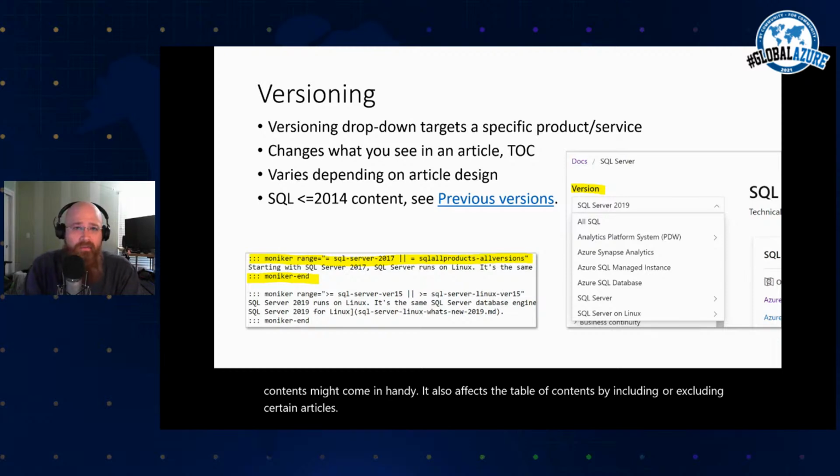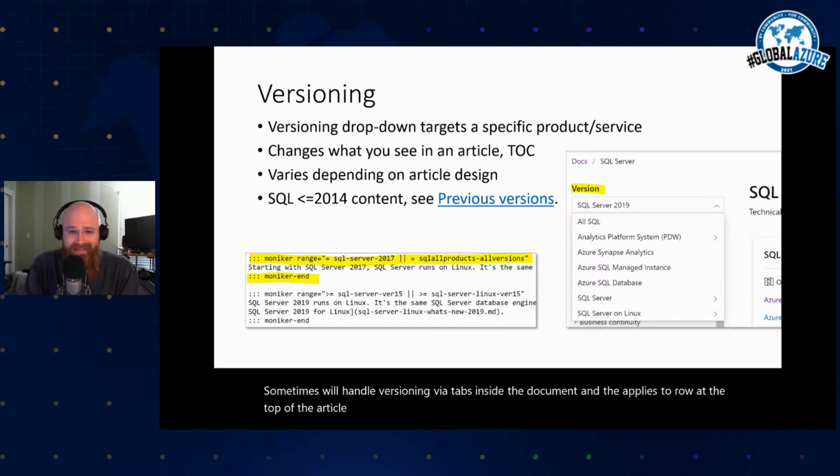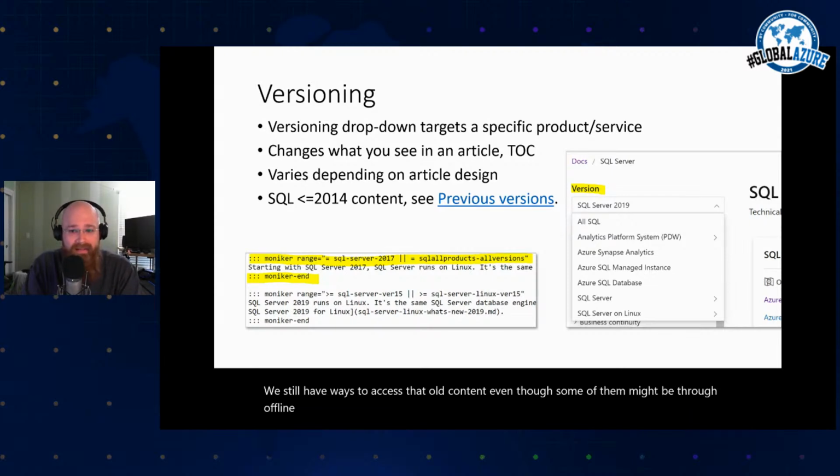Sometimes we'll handle versioning via tabs inside the document, and the applies to row at the top of the article, or colorful note boxes that let you know what platform or version the article covers. Also note that for content that's specific to older versions, like in our example, older versions of SQL Server, we still have ways to access that old content, even though some of them might be through offline docs only. We'll talk about that in a sec.